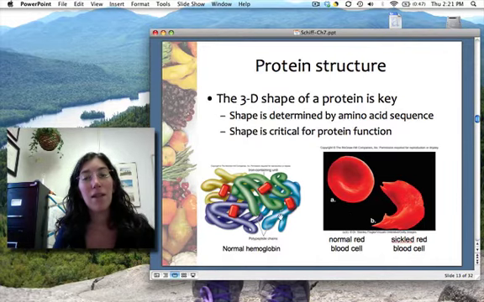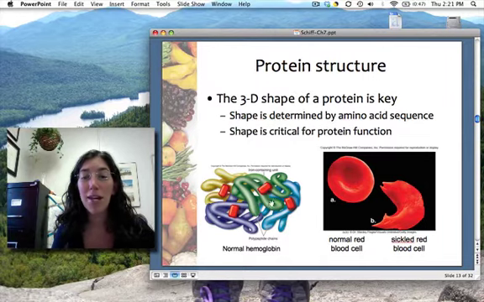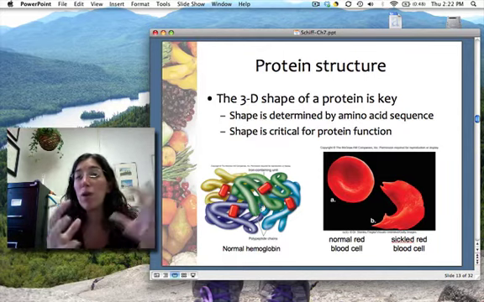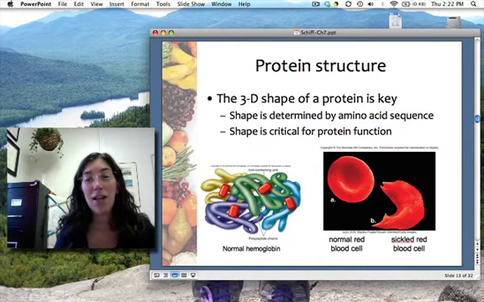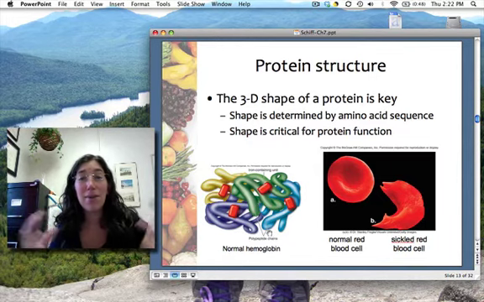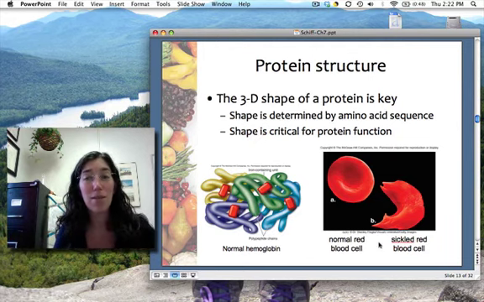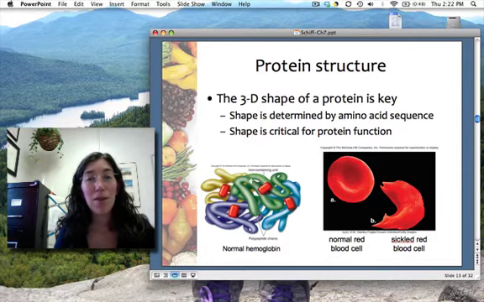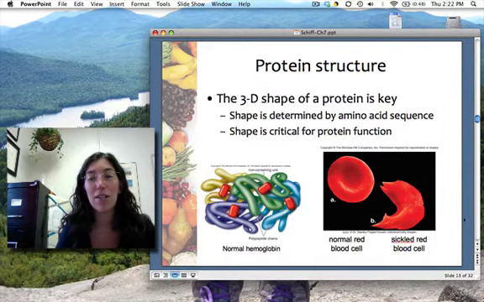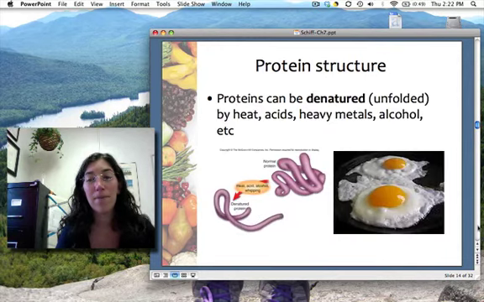But in sickle cell anemia, people with sickle cell anemia have a mutation in the hemoglobin protein that causes them to bind together and stick together in a weird way that's not globe-like. And that misshaped hemoglobin actually causes the whole red blood cell to become misshaped and sickled, as they say. So the shape of the protein is key. It also affects its ability to carry oxygen. So it's key to its function, key to its structure.